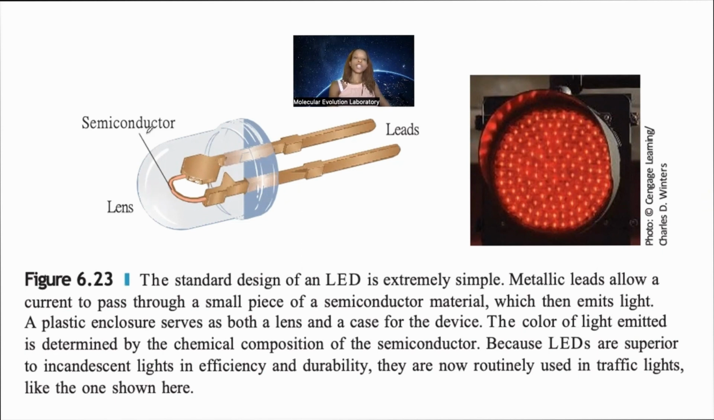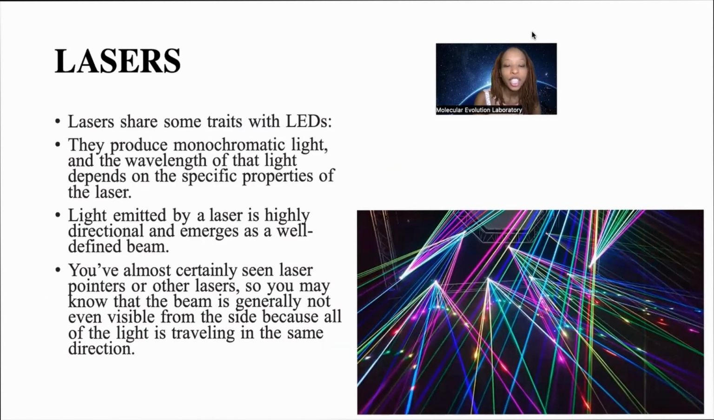This is basically just showing the semiconductor metals, and remember that we said that the electricity moves from the N layer to the P layer, it falls into the hole and emits light as a result of interacting with the semiconductor. Lasers share some traits with LEDs. They produce monochromatic light, and the wavelength of that light depends on the specific properties of the laser. Light emitted by a laser is highly directional and emerges as very well defined beams.